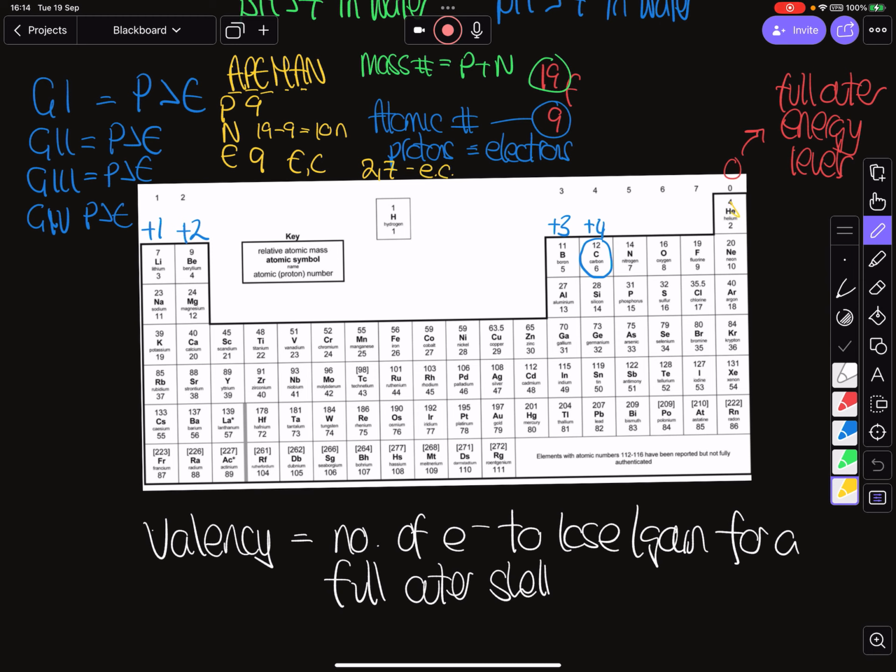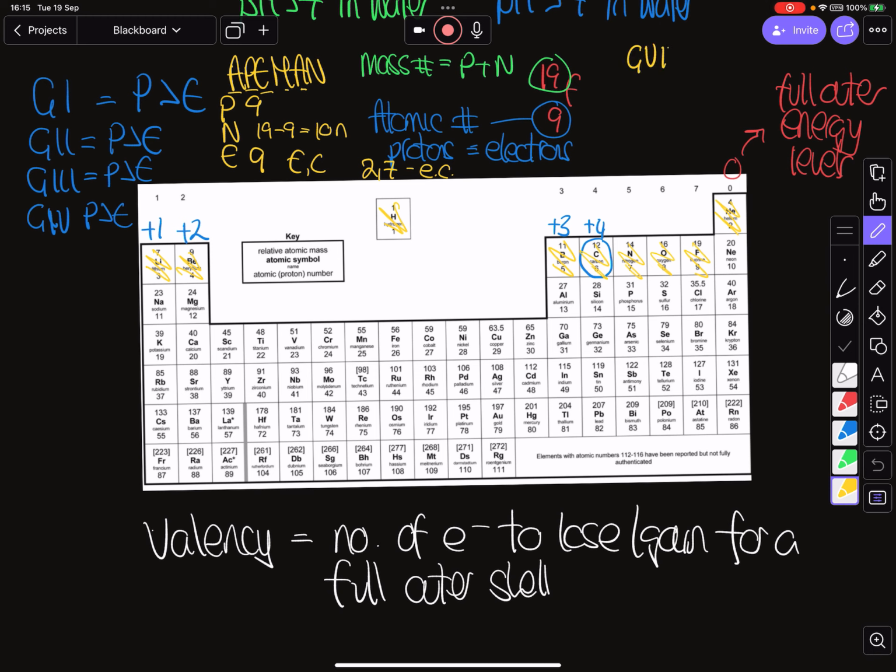And you can see that here. Here's the 2. And to get to fluorine, I have to get to 7. So fluorine and all of the halogens have 7 electrons in their outer shell. It's much easier for them to gain 1 electron than it is for them to lose 7.